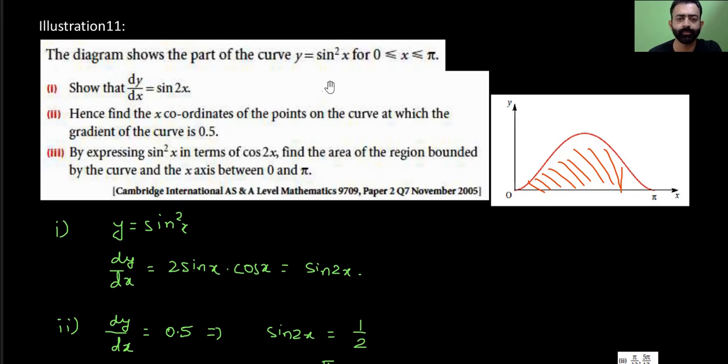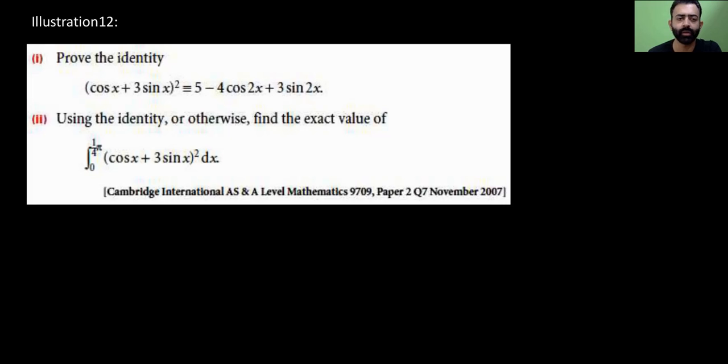Next, prove the identity (cos x plus 3 sine x) whole square is equal to 5 minus 4 cos 2x plus 3 sine 2x. As you can see, it is a whole square, and the single angles will be converted to double angles. That means we have to use the double angle formulas, in which there are some sine square x and some cos square x.